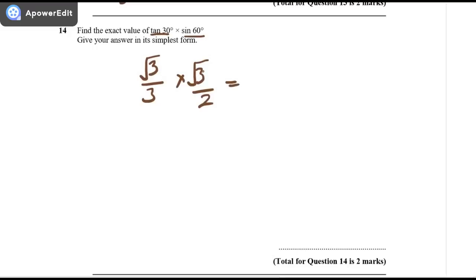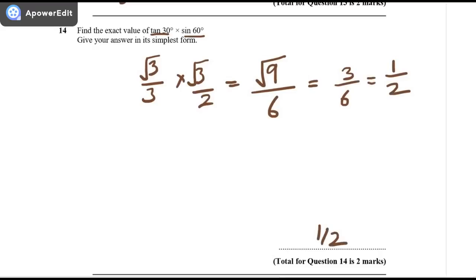So times top with top, so root 3 times root 3 is going to be 3 over 6. So we can divide it by 3 because both come in the 3 times table. If you divide it by 3, it's going to be 1 over 2. So the answer is half. Easy peasy.